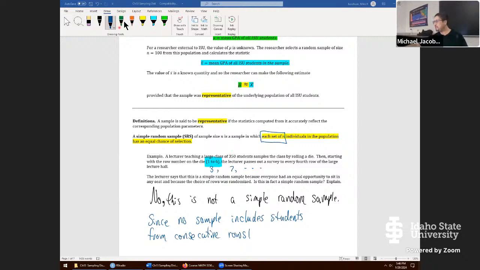Now, there's potentially some philosophical positions you might take on how true of a simple random sample this really is, because I don't have true random numbers. I'm going to be using software, so we're using pseudo-random numbers to simulate a simple random sample. Think of it along those lines.